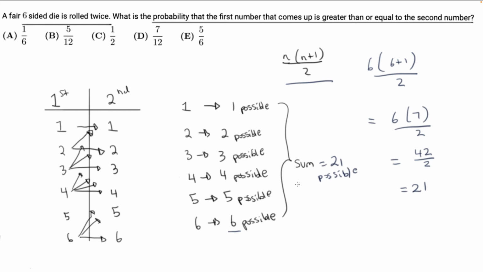And then for the total number of combinations, we had a fair 6-sided dice rolled twice. So we have 6 possible outcomes for the first roll, times 6 possible outcomes for the second roll. So we have a total of 36 combinations. And now we had 21 successful, so it's 21 over 36, which can be simplified to 7 over 12. So D is our answer.